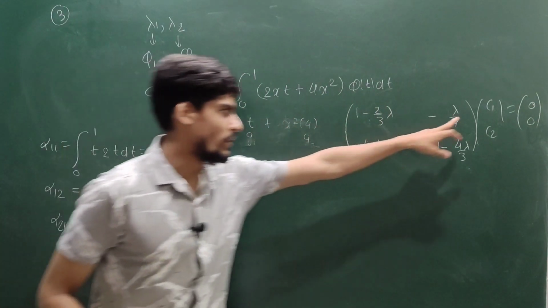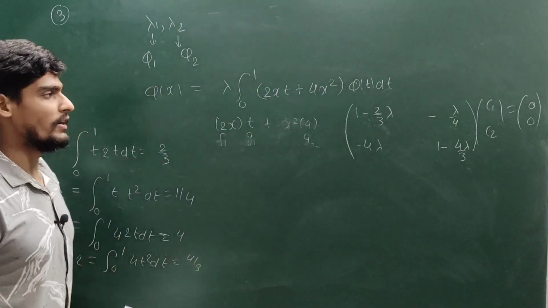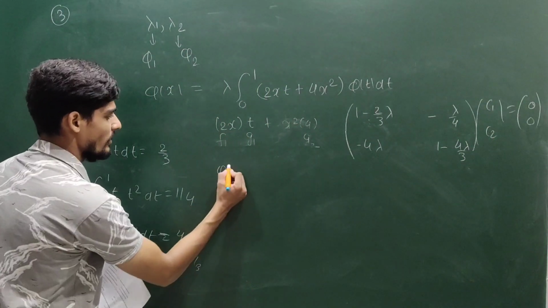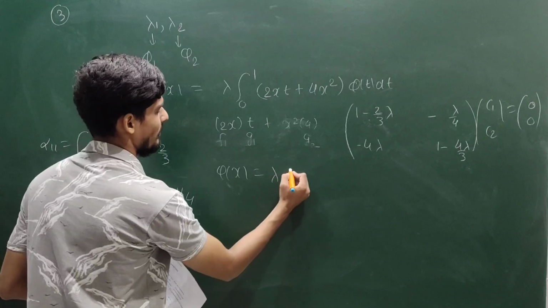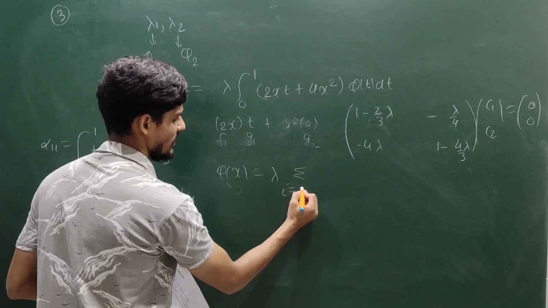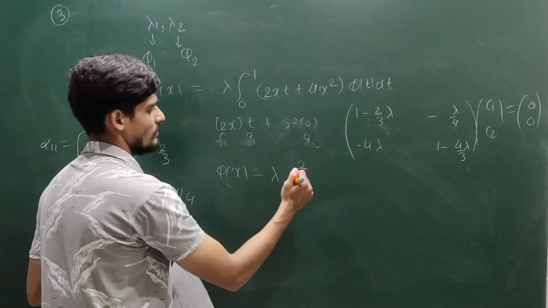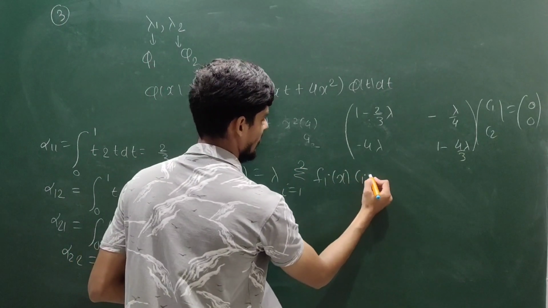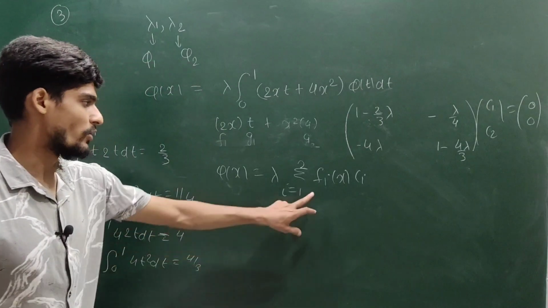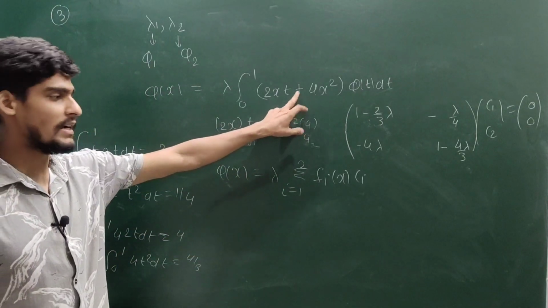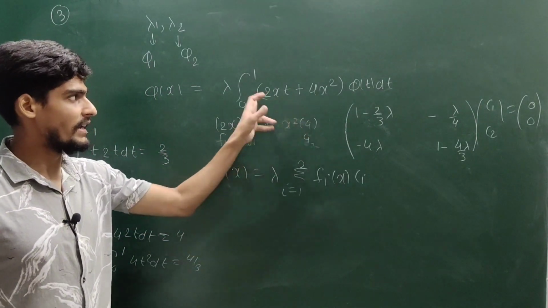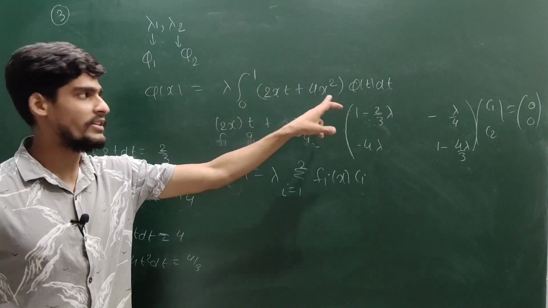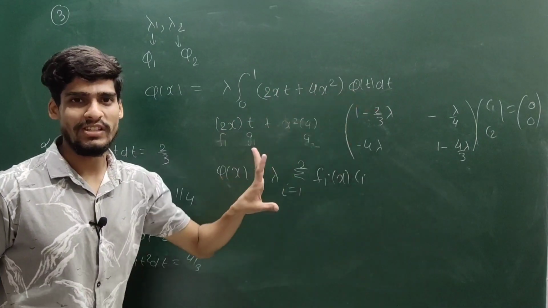But if you have put your C1 and C2 according to the formula, then your phi x will look like lambda integral summation, i is running from 1 to 2, ci phi i x. You can verify this because this is exactly the same as this. I have just replaced my integral 0 to 1 g_i t phi t dt with the ci.